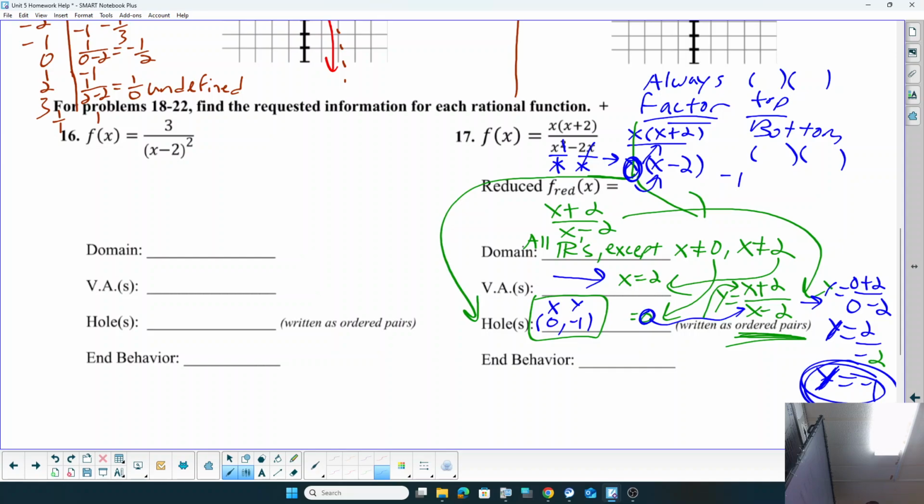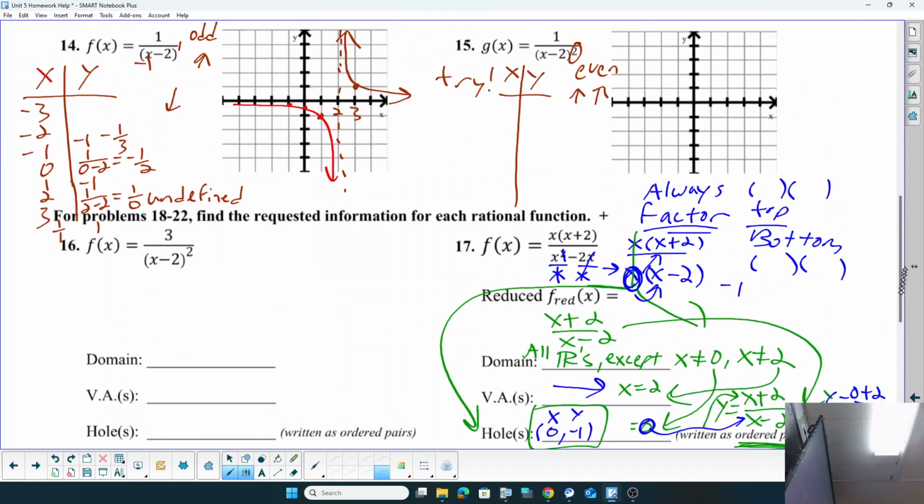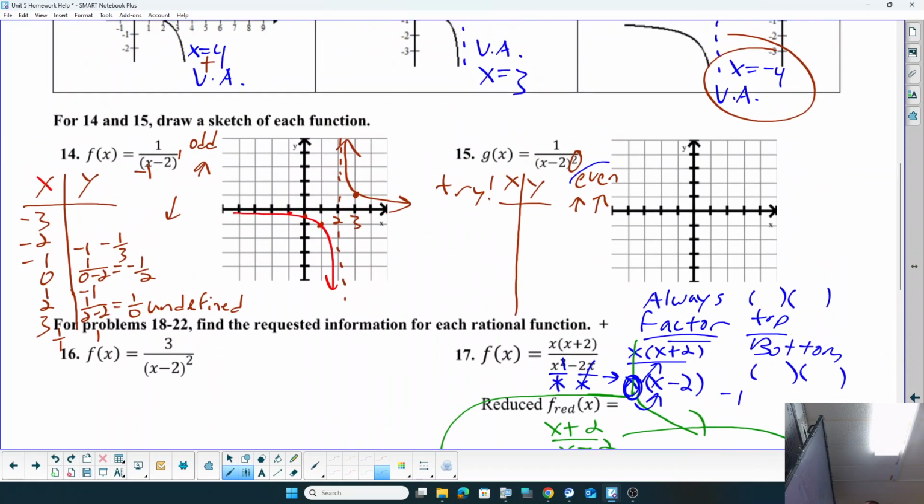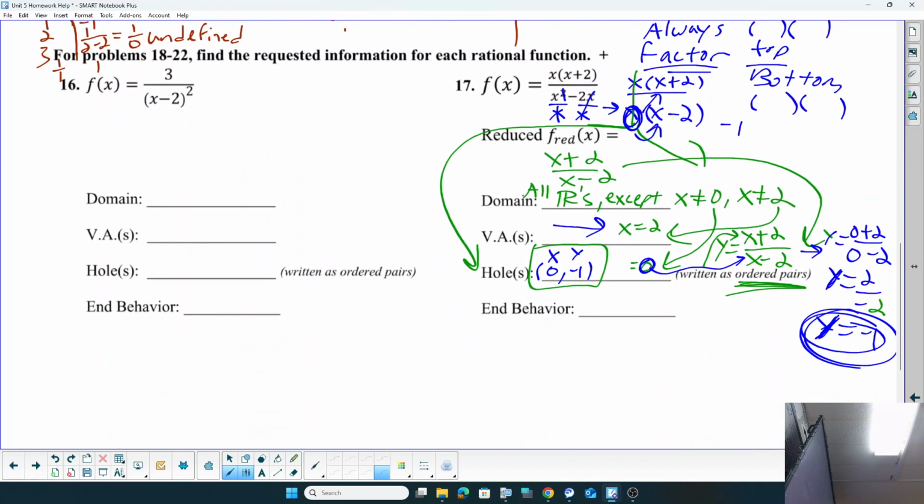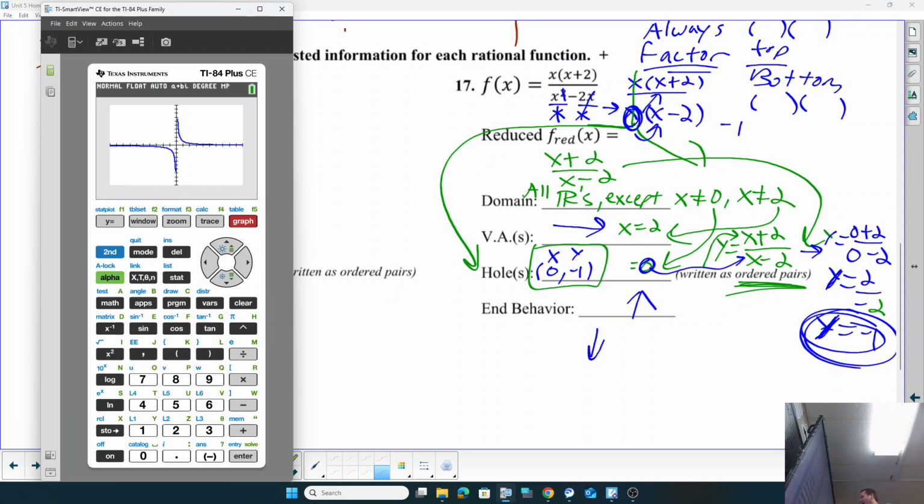So then we're just thinking about the graph and what that looks like. I'm thinking about the end behavior like we talked about up here. This means even, and this means odd because it's the first power. So I'm guessing it's going to be odd, and I'm guessing it's going to be in opposite directions. Let's go ahead and double check right now.